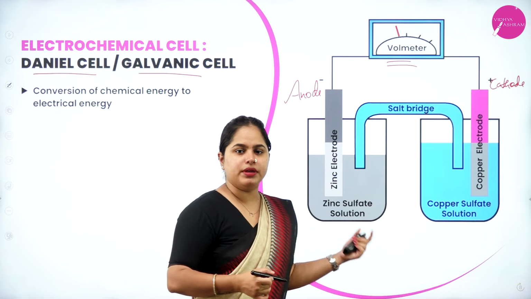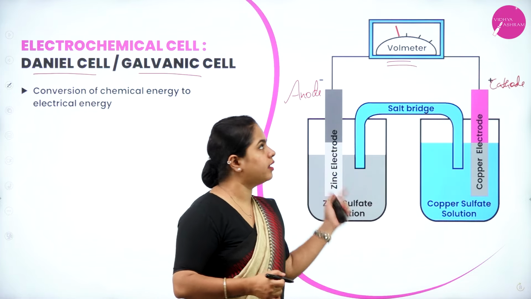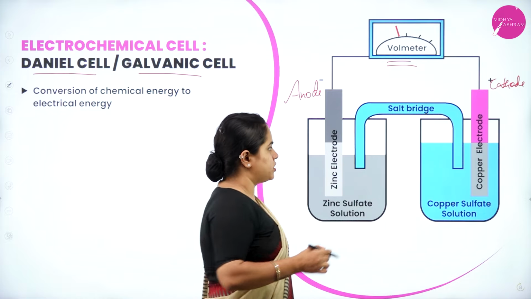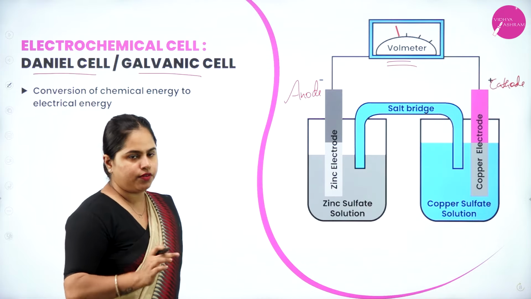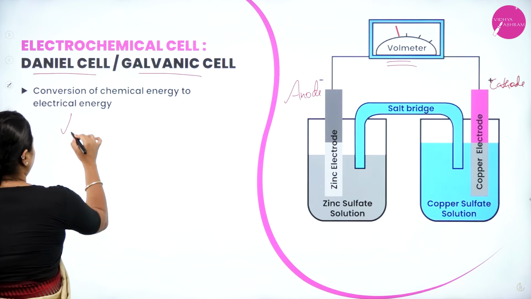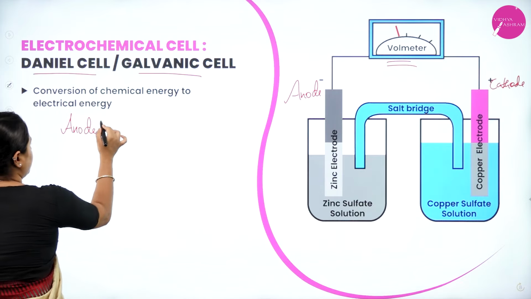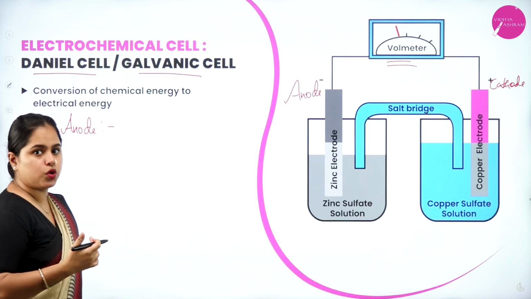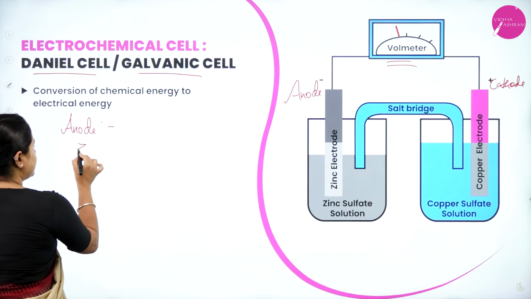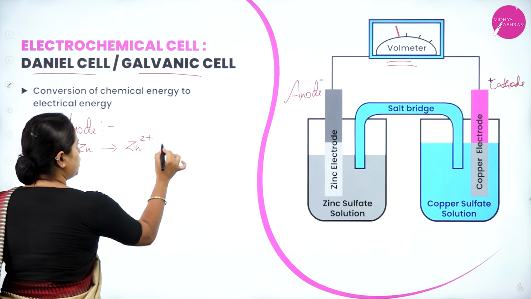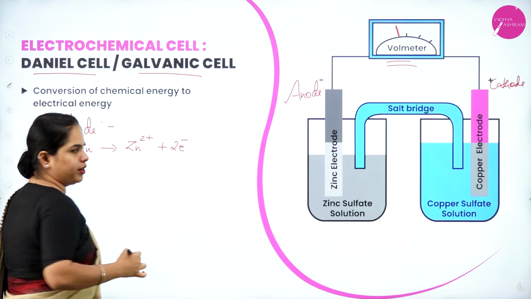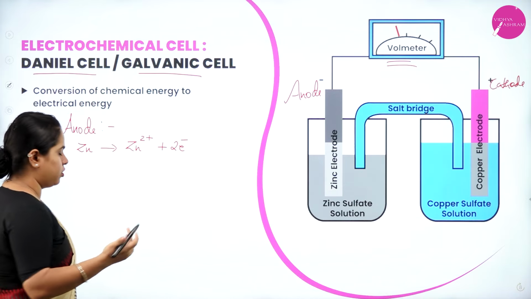So what is going to happen? The reaction is going to take place here and electricity will be produced, and you can see a salt bridge also here. What is the use of that, we are going to study here. So in the anode, what is going to happen? At the anode, as I told you, oxidation is going to take place. Zinc is going to get oxidized to Zn2+ by removing 2 electrons. Oxidation means removal of electrons, right?